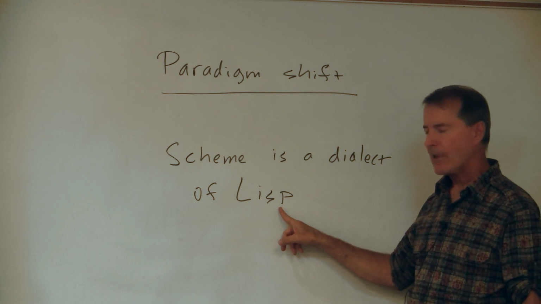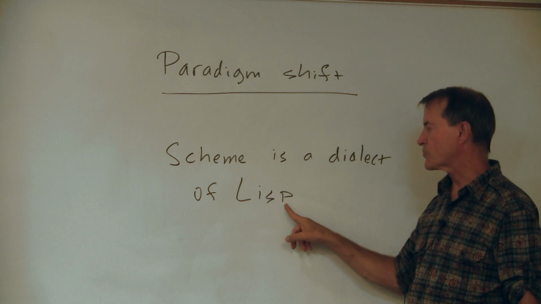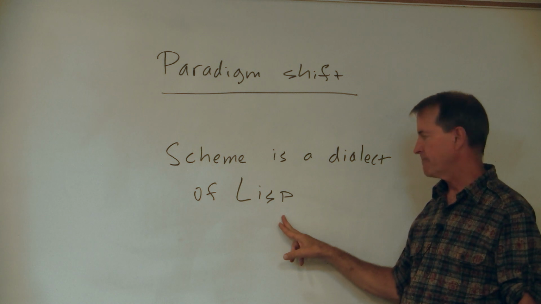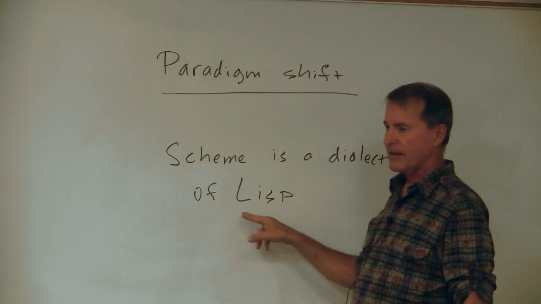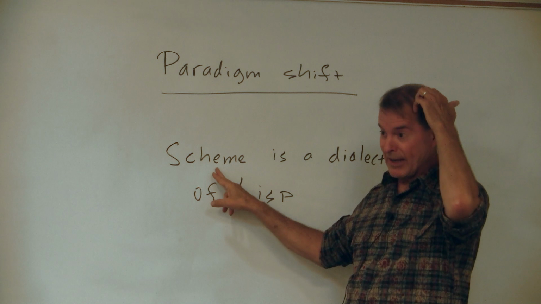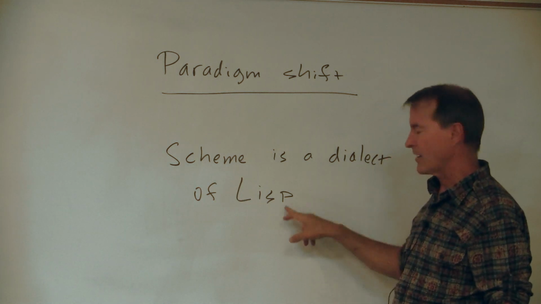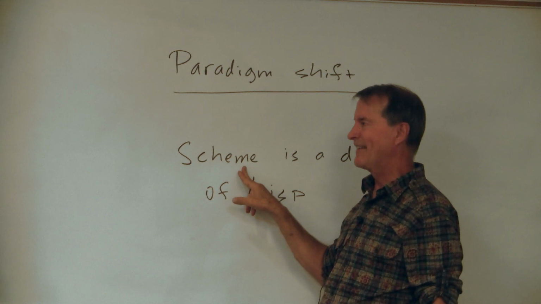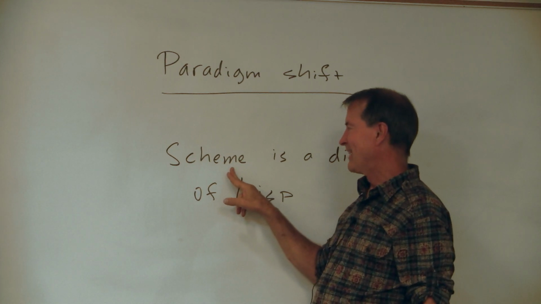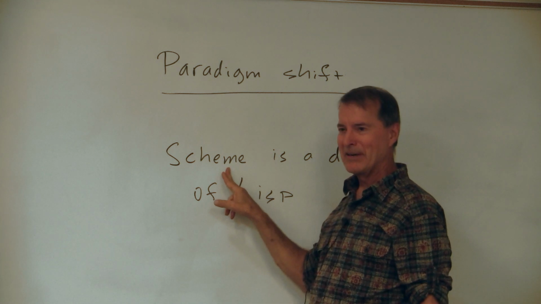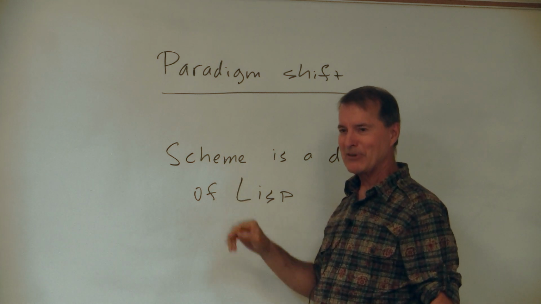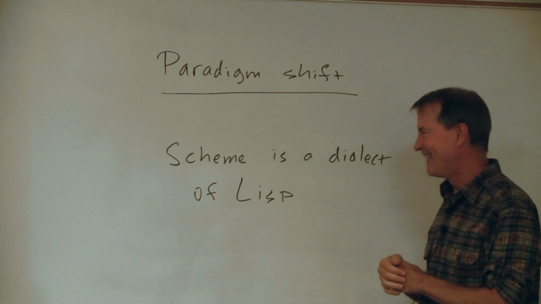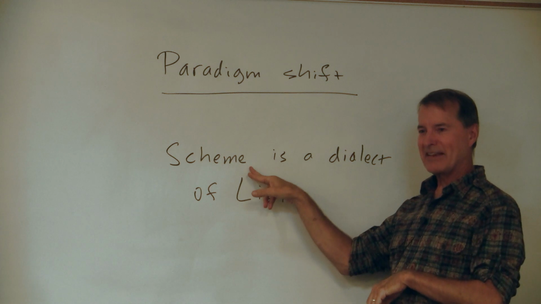And for many years when we were teaching this paradigm, we used Common Lisp. But Scheme came along, and it is a dialect of Lisp, and they gave it another whole name. It's called Scheme. I'm not sure why they called it Scheme, but you know what a scheme is, like when you scheme to do something evil. But anyway, for some reason, they named it Scheme.